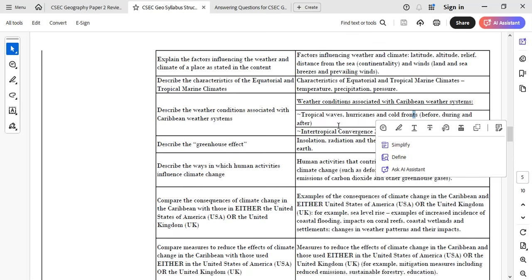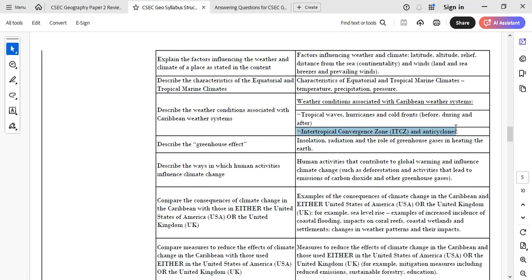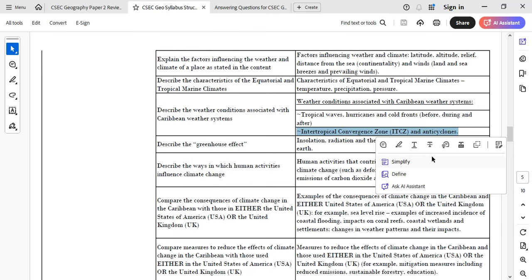With the other two, the intertropical convergence zone and anticyclones, it's really more about what weather is associated, because they just happen. There's no leading process that forms them. The ITCZ is always there, in terms of the convergence of the northeast and southeast trade winds, but it changes depending on the time of the year.